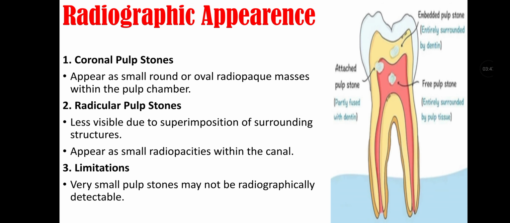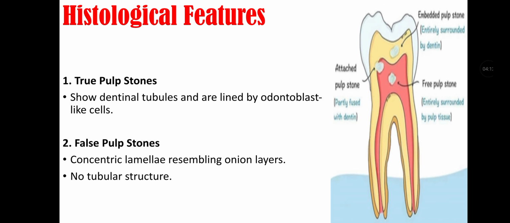Radiographic appearance of pulp stone. Coronal pulp stone appear as small, round, or oval radiopaque masses within the pulp chamber. Radicular pulp stones appear as less visible due to superimposition of surrounding structure. They appear as small opacity within the canals. Limitations of radiographic appearance. They appear very small. Pulp stone may not be radiographically detectable, so they may be missed from the radiograph.